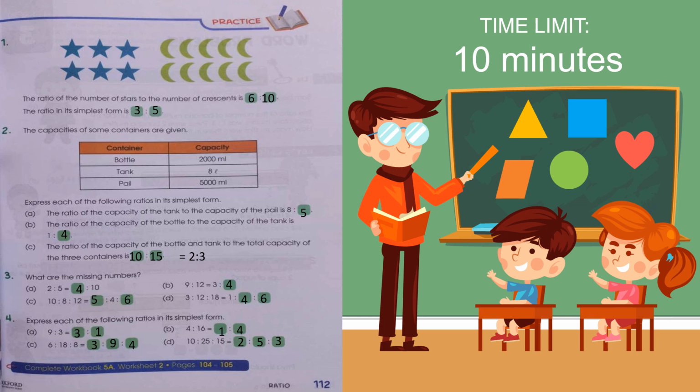Now moving to part B, we have 4:16. Again, here the common factor is 4. So we are going to divide 4 by 4, which is 1, and 16 by 4, which is 4. So 1:4 is our answer in its simplest form.